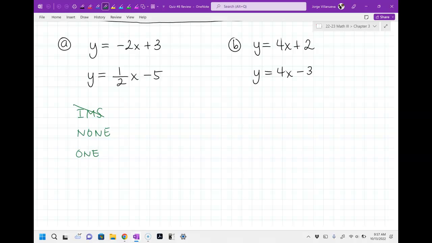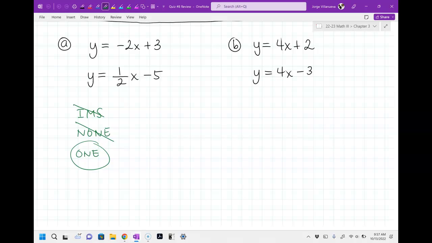Okay? Then you say, okay, in order for these equations to have no solutions, what kind of lines do they have to be? Well, they have to have the same slope, but those type of lines are called parallel, right? In order for no solutions to exist, they need to be parallel lines. And if they're parallel lines, they need to have the same slope. If you look at these two equations, they do not have the same slope. One has a slope of -2, the other one has a slope of a half. So since they don't have the same slope, then it's none. I mean, not none, it's one. It's the last one available.